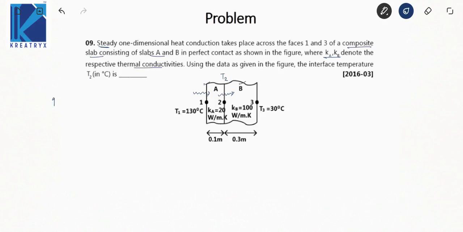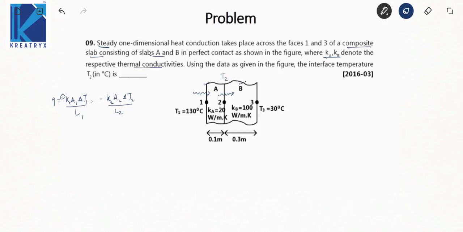So Q is equal to K A delta T by L. I will be adjusting the negative sign. Oh, the sign will get cancelled out, no need to adjust it. So K1 A1 delta T1 by L1 is equal to K2 A2 delta T2 by L2.